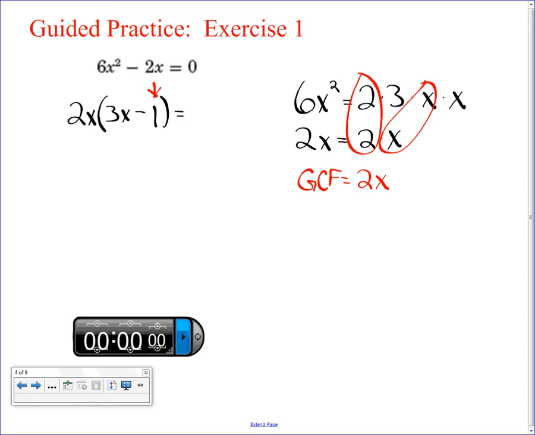So, using the fact that we just did a minute ago, we know that either 2x equals 0, or we know that 3x minus 1 equals 0.